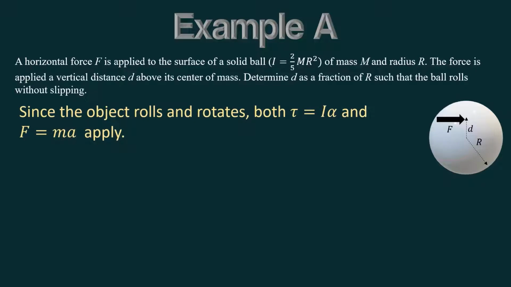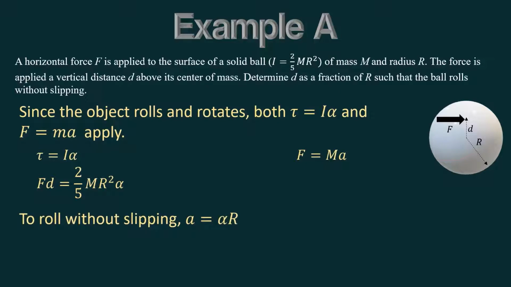So this is a case where something is rolling, so it's both having linear motion and rotational motion, so we can use both torque equals I alpha and F equals ma. Those are the two equations there. For torque equals I alpha, torque is force times distance, so we have force times distance equals I, which is 2/5 mr squared, times alpha. And then to roll without slipping, we had v is r omega, but also a is alpha times r.